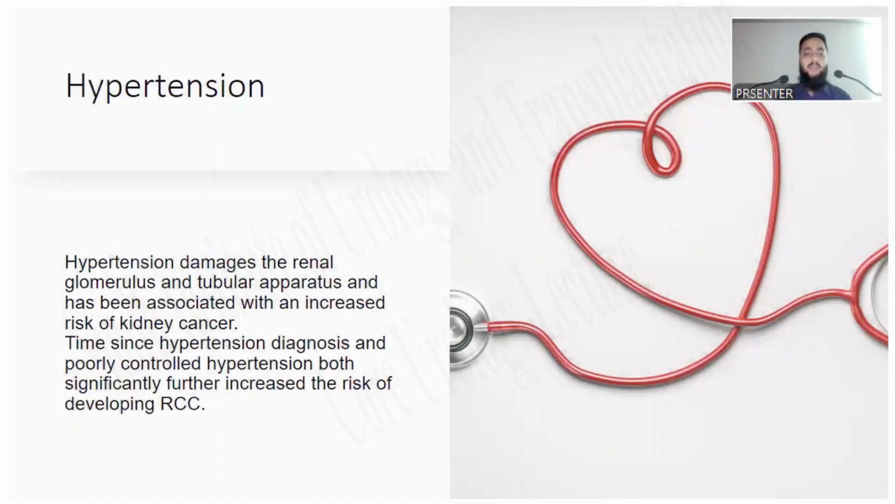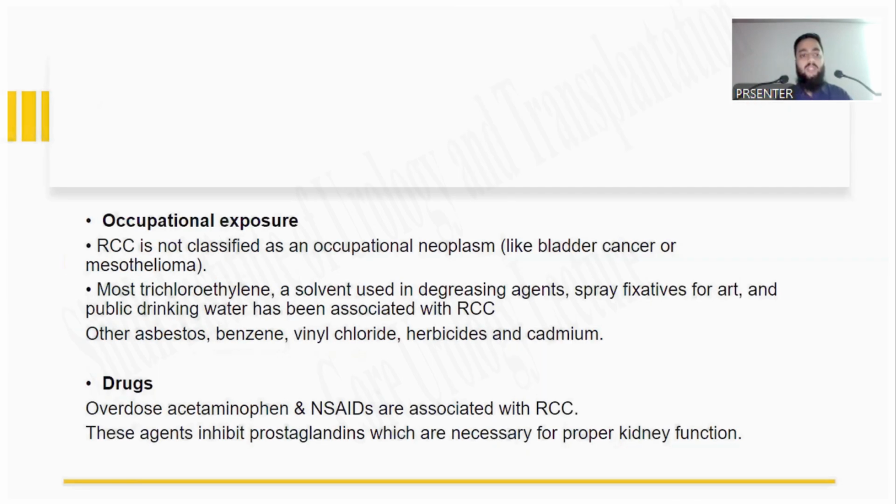Hypertension: hypertension damages the renal glomerulus and tubular apparatus and has been associated with increased risk of kidney cancer. Time since hypertension diagnosis and poorly controlled hypertension both significantly further increase the risk of developing RCC. Occupational exposure: RCC is not classified as an occupational neoplasm like bladder cancer or mesothelioma.